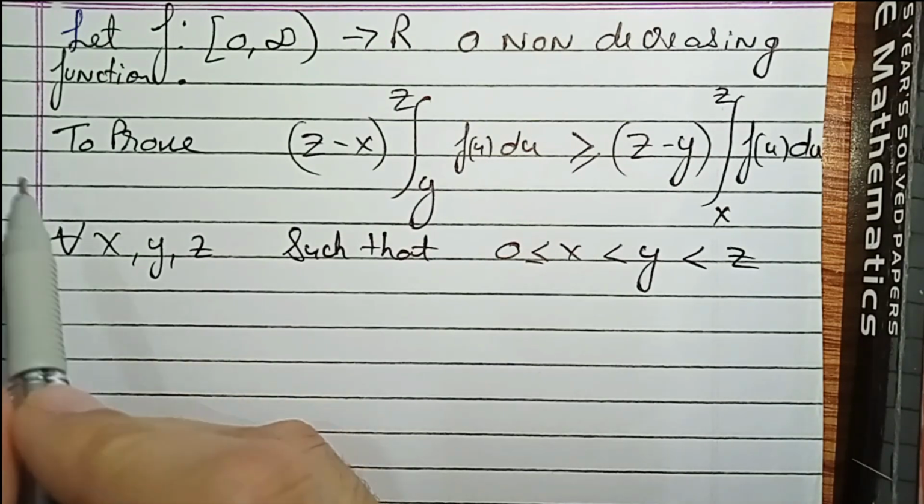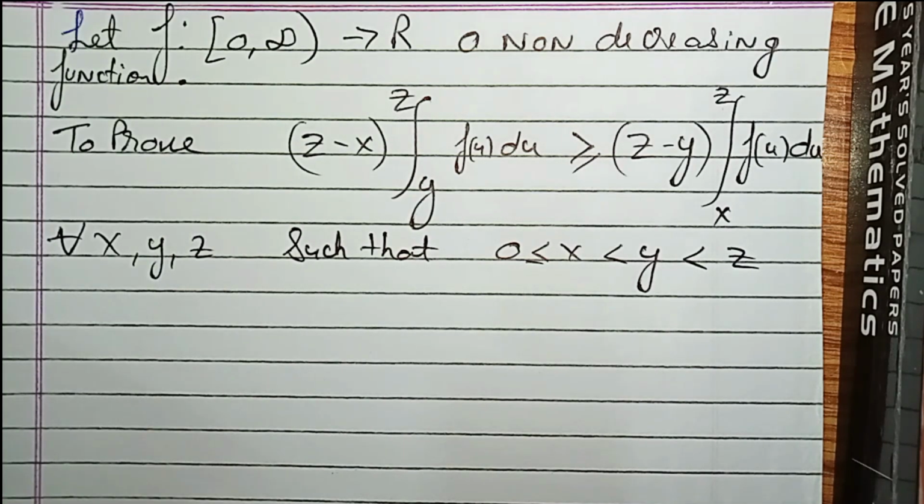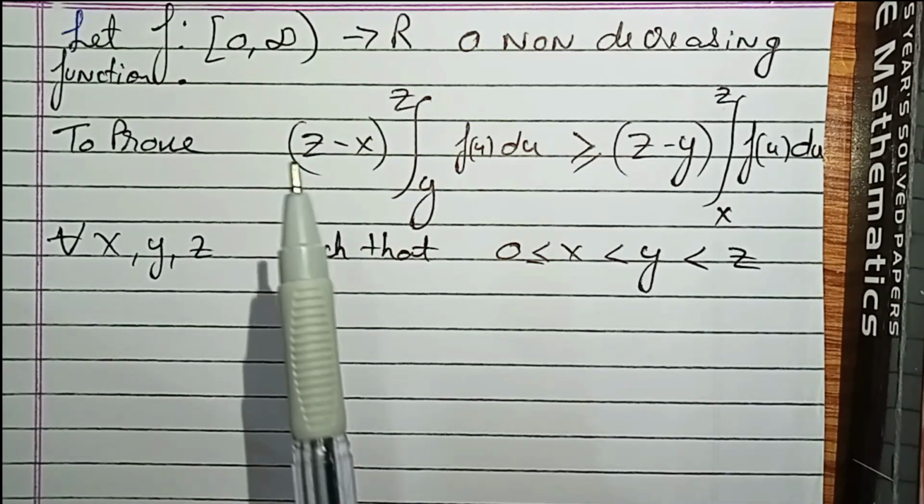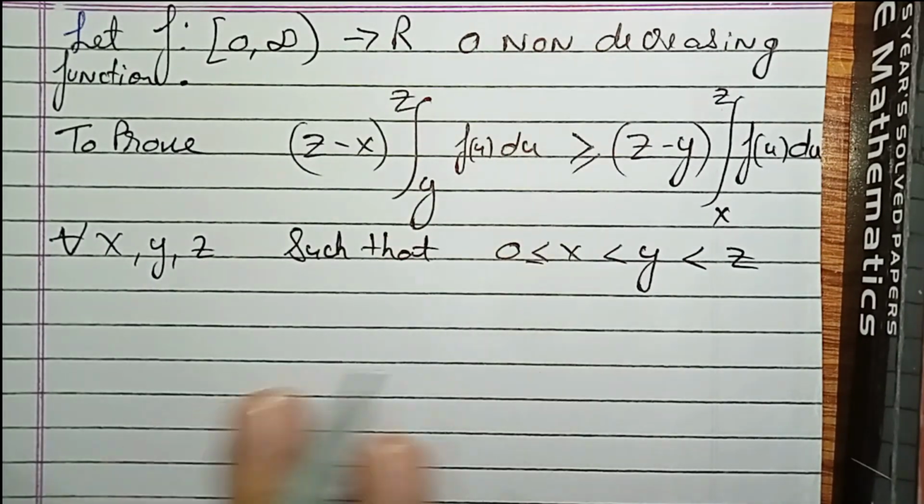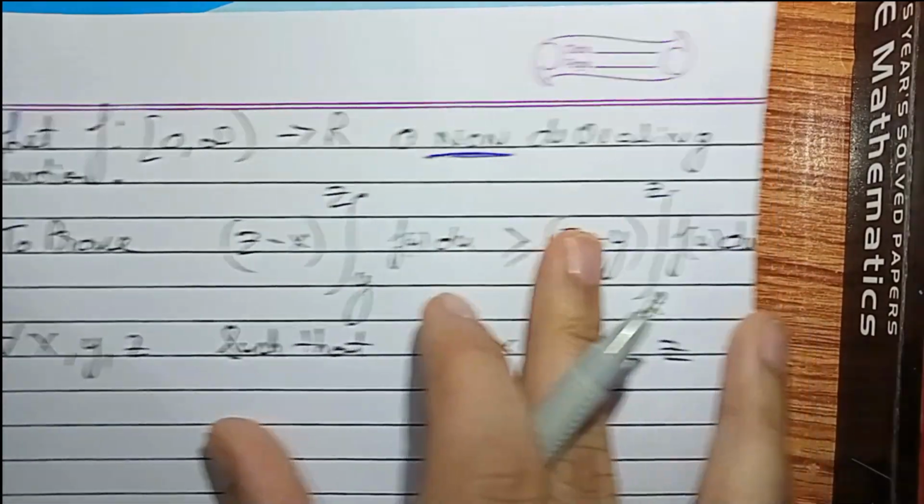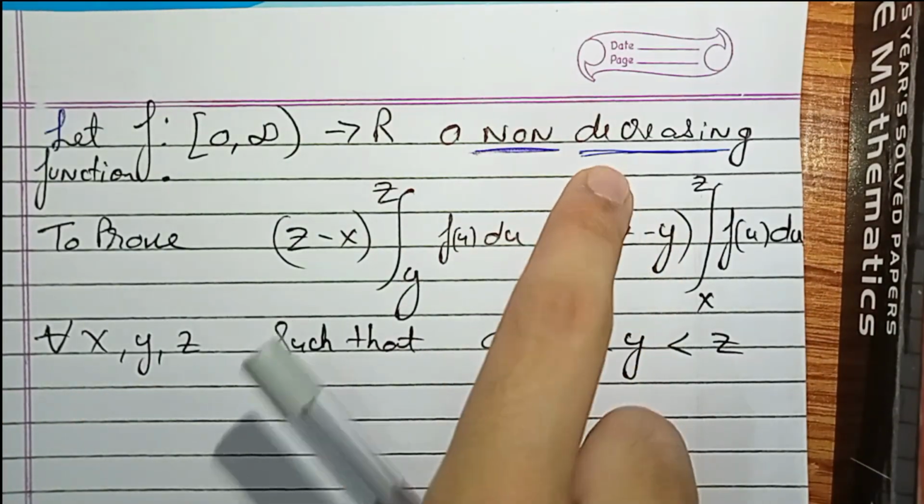So let's read the problem. The problem says we have a function from this interval to R, and it's a non-decreasing function, and this is the property that we will use. It's the most important property we'll use in the solution. It's non-decreasing. That's where you have to focus.